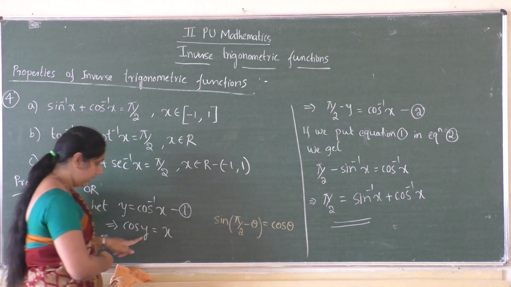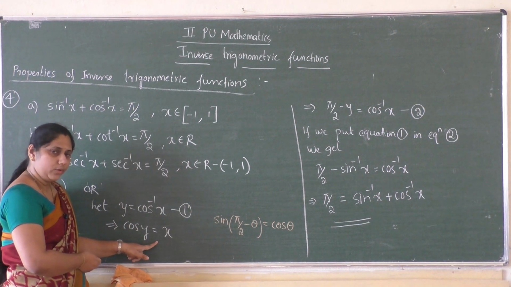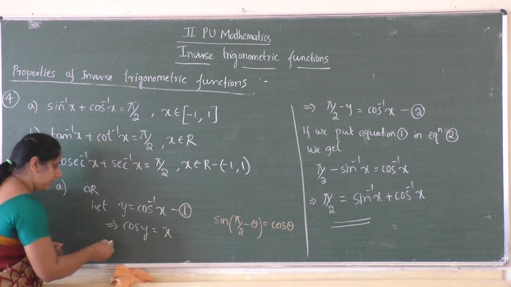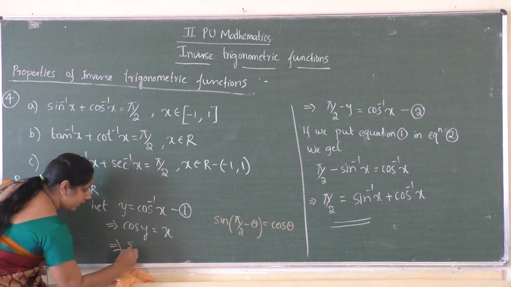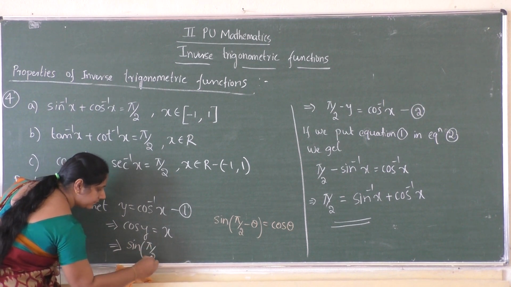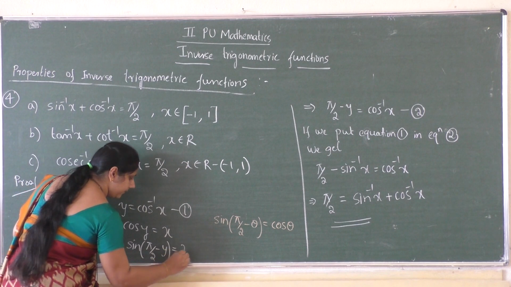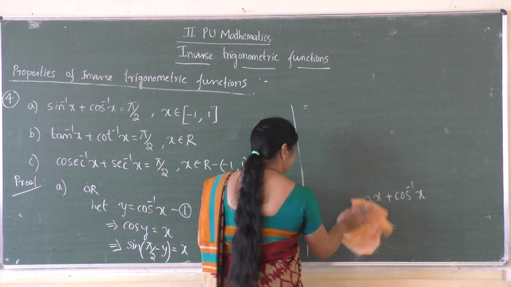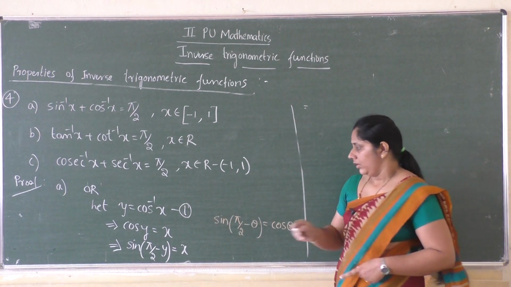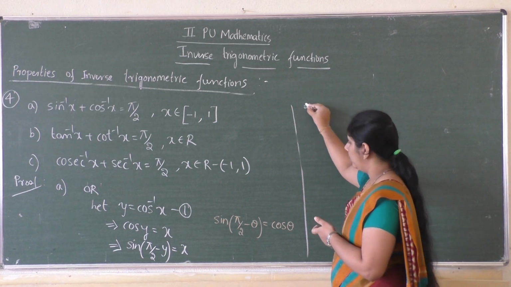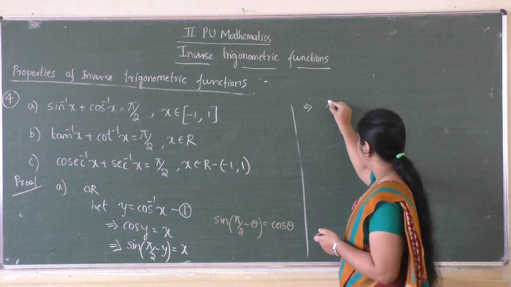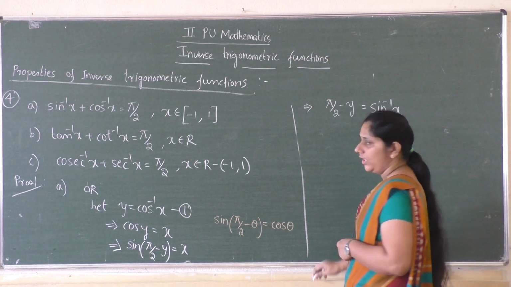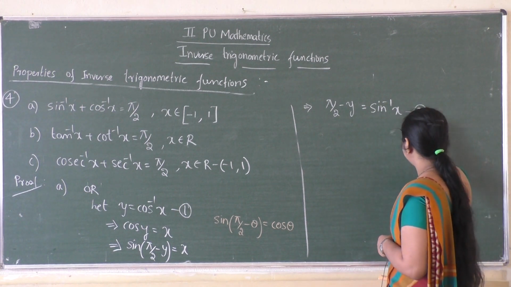If we use this formula here, in the place of cos y, what we have to write? Sin of pi by 2 minus y. That implies in the place of cos y we have to write sin of pi by 2 minus y equal to x. Now if sin of pi by 2 minus y equal to x, it implies pi by 2 minus y will be equal to sin inverse x. I will take this as equation 2.